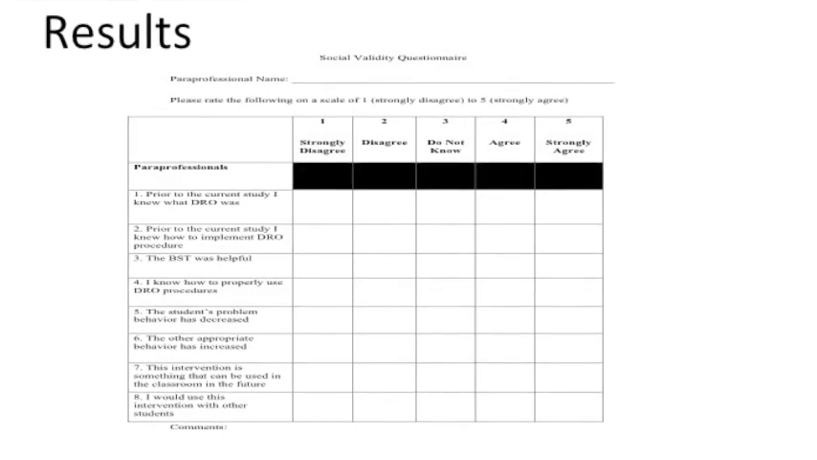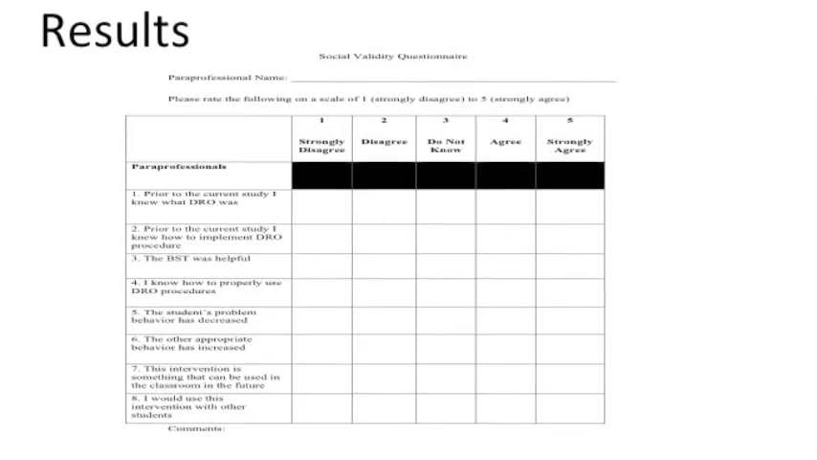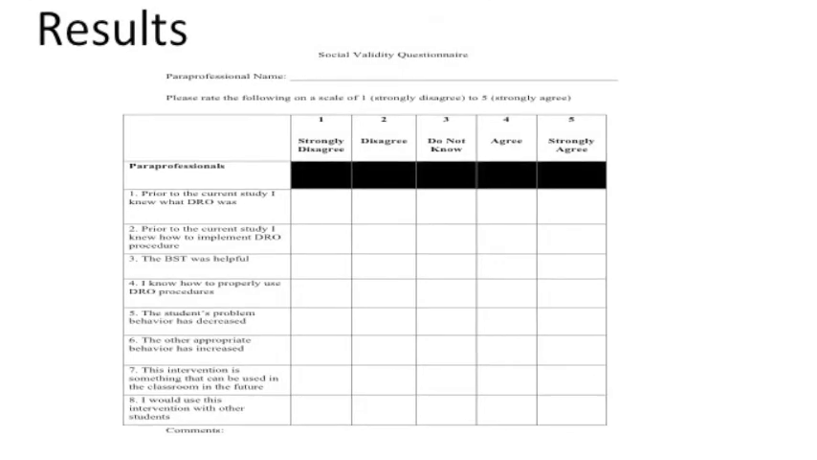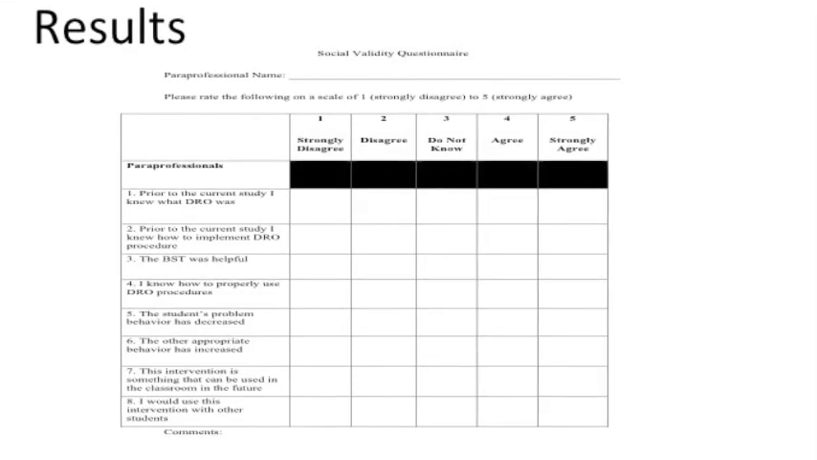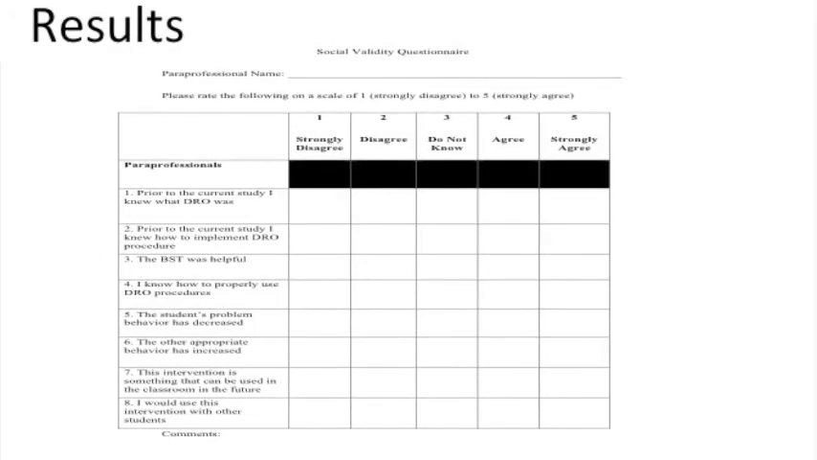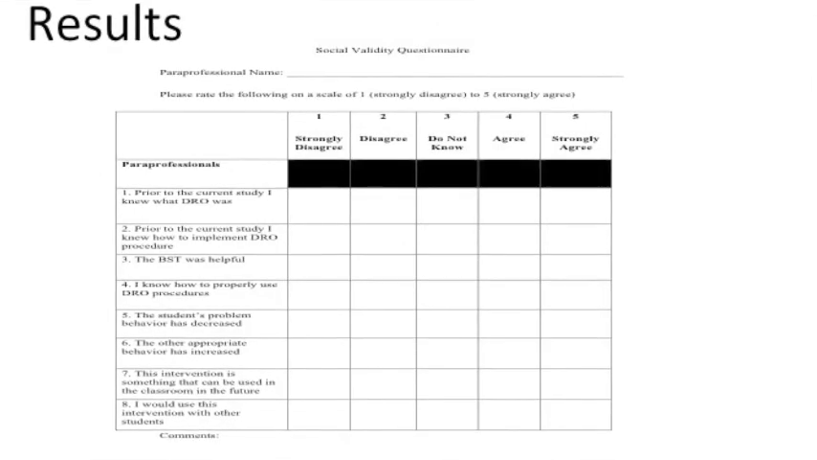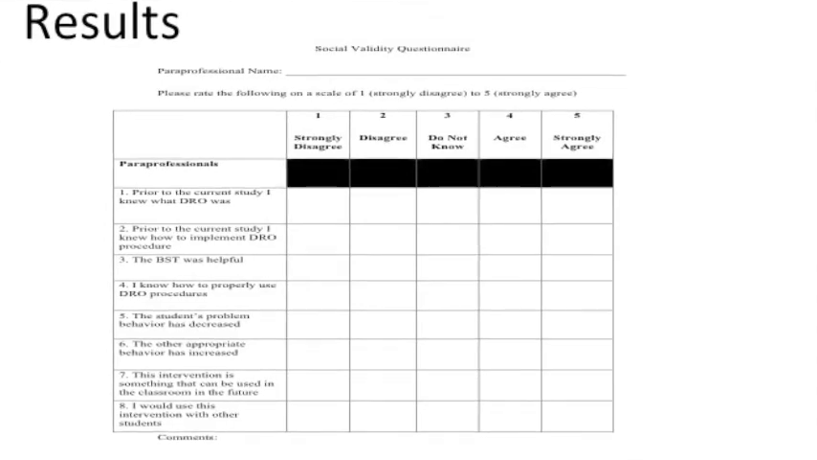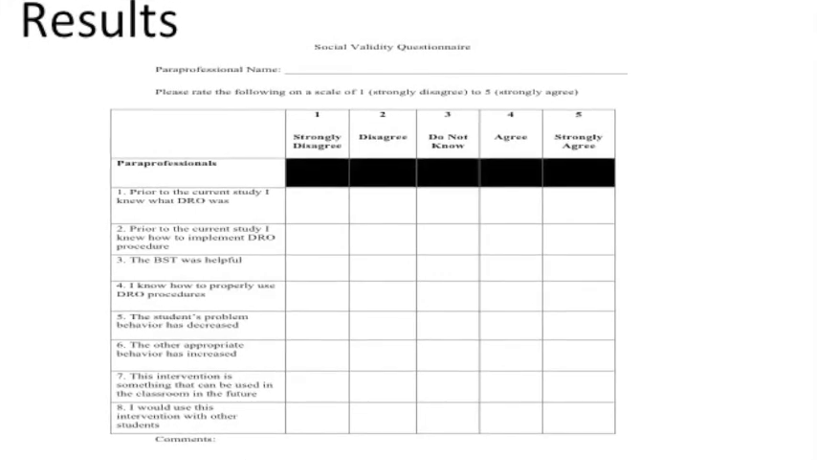The first question asked if the participant knew what DRO was prior to the current study. The second question asked if the participant knew how to implement DRO procedures prior to the current study. The third question asked if the BST was helpful. The fourth question asked if the paraprofessional knew how to properly use DRO procedures. The fifth question asked if the paraprofessional thought their students' target behavior had decreased. The sixth question asked if the students' other appropriate behavior had increased. The seventh question asked if the current intervention could be used in the classroom in the future. And the eighth question asked the paraprofessional if they would use the intervention with students in the future.